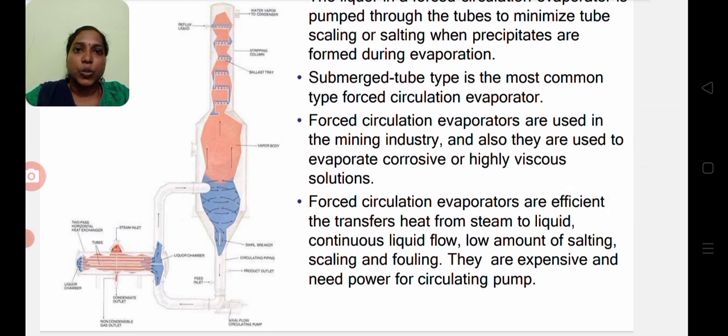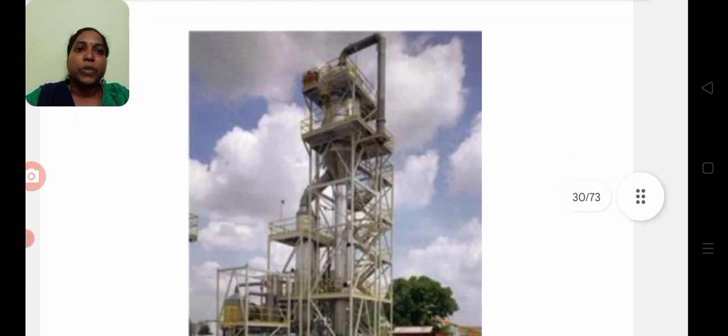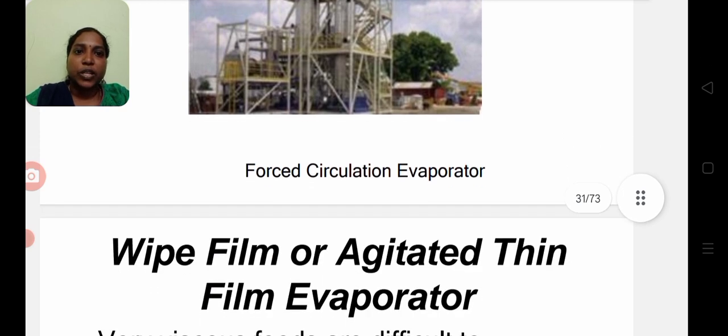These evaporators are used in the mining industry and also used to evaporate corrosive or highly viscous solutions. In this evaporator, the heat transfer rate is very high, and it is more efficient at removing the excess water, with continuous liquid flow, and a low amount of salting, scaling and fouling takes place, but at a lower rate. Despite these advantages, it is very expensive and needs power, because the condensate is sent again to the equipment, and for that a circulating pump is required. These are images of the forced circulation evaporator.